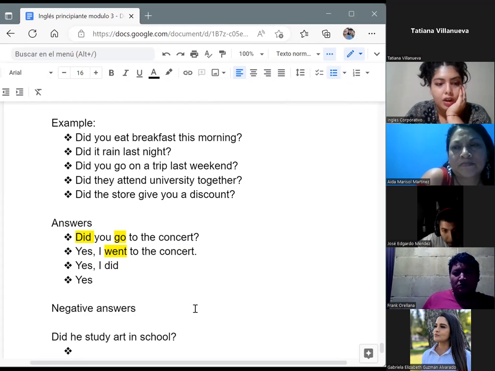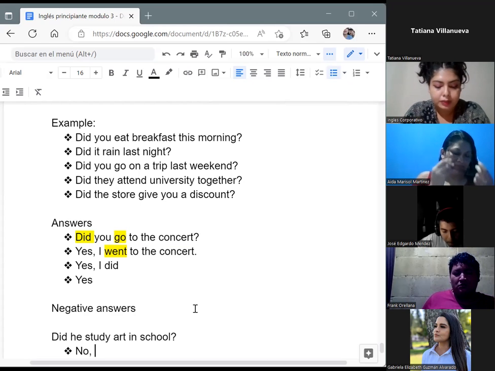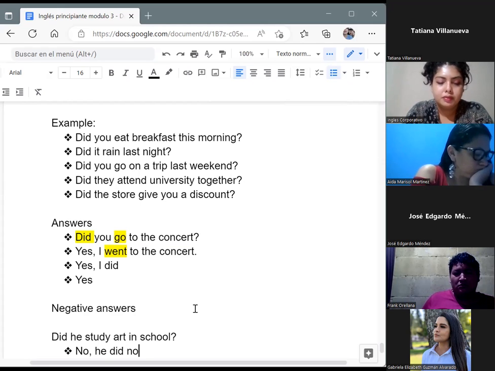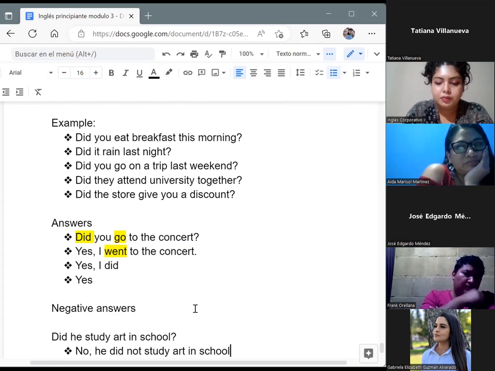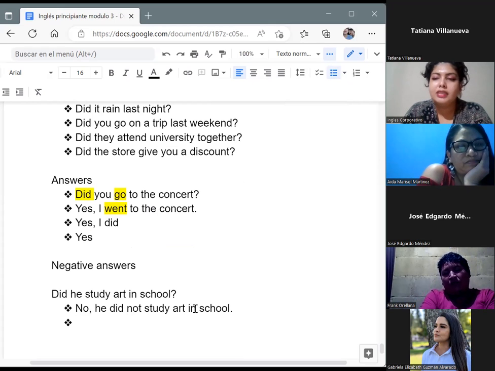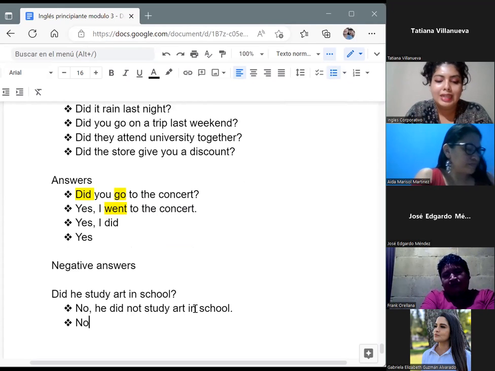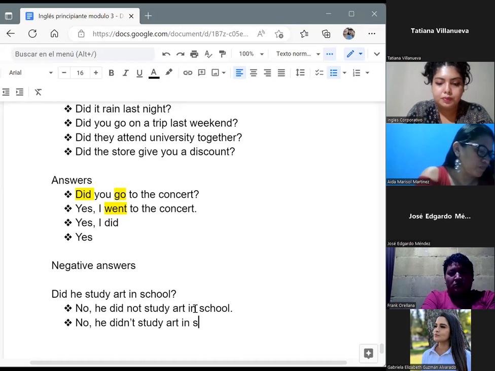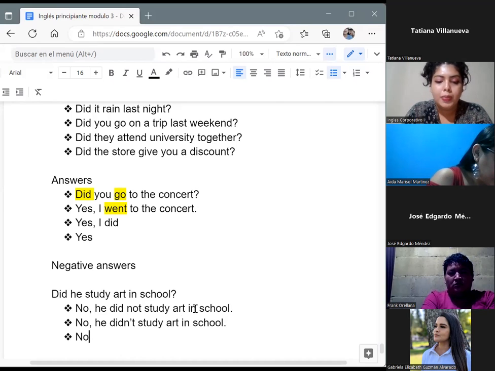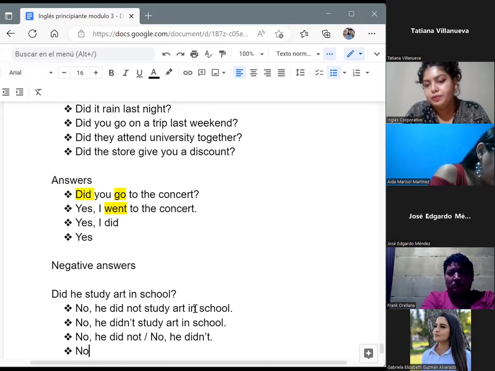No, he did not study art in school. Is the long one. No, he did not study art in school. No, he didn't study art in school. In this case, we are using contractions. No, he did not. That is the short answers. No, he did not. Or no, he didn't. That is the contraction. And the last one, no. Just simple.